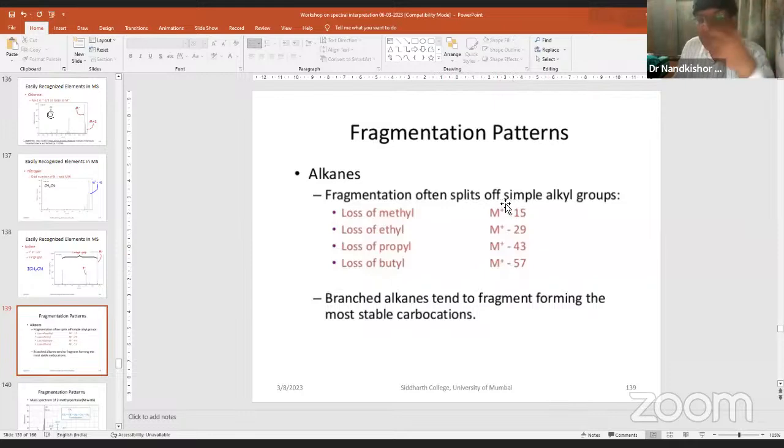So these are some of the tricks to understand. Sometimes you have to take the difference from the molecular ion peak. Suppose the molecular ion peak is 100 and you are getting a peak at something like 85. That means there is M minus 15. If you are getting 100 minus 29, like 71, where 100 is the molecular ion peak and 71 is another peak, that means there is an M minus 29. So this sort of information you will get from the mass spectrum.